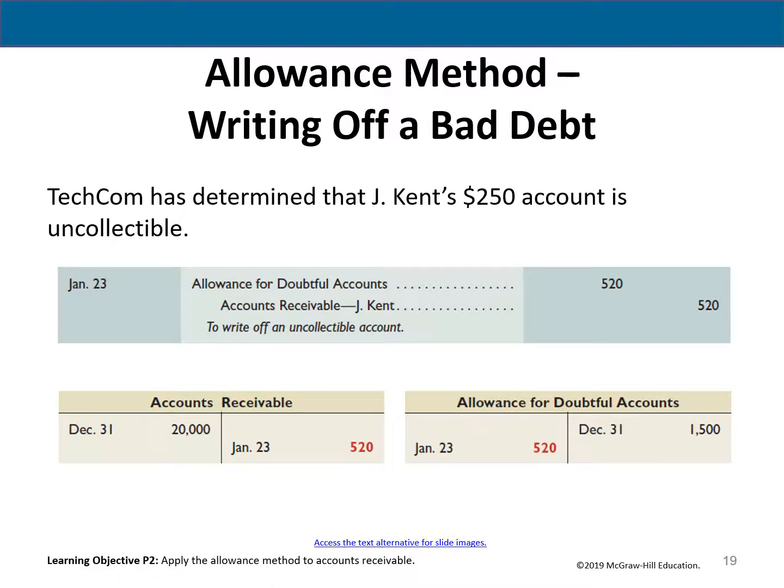So now what happens when an account actually does become bad? We just looked at estimating. At the end of the year, or whenever you're going to do a financial statement, get some estimate in there so you have some bad debt expense recorded for that year. What happens when an account actually does become bad? Like Kent's. That should say 520 in the example. So TechCom has determined that J. Kent's $520 account is uncollectible.